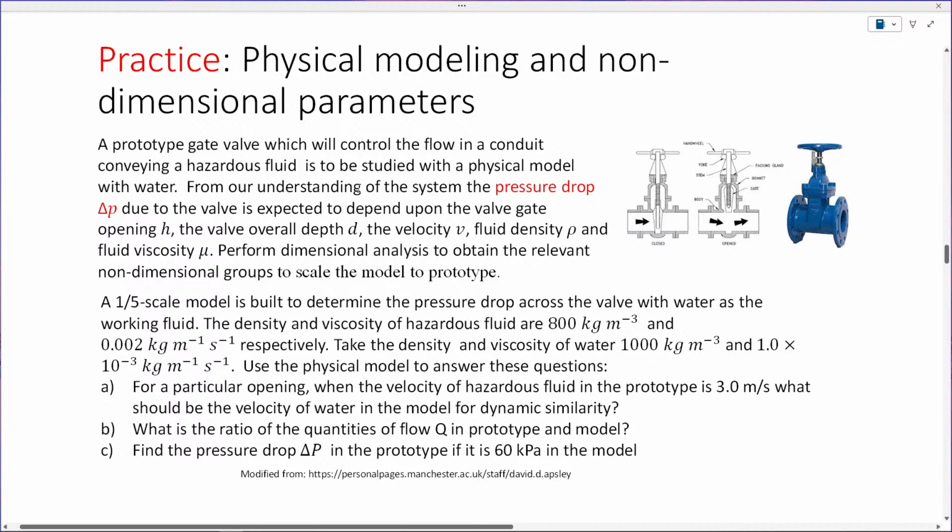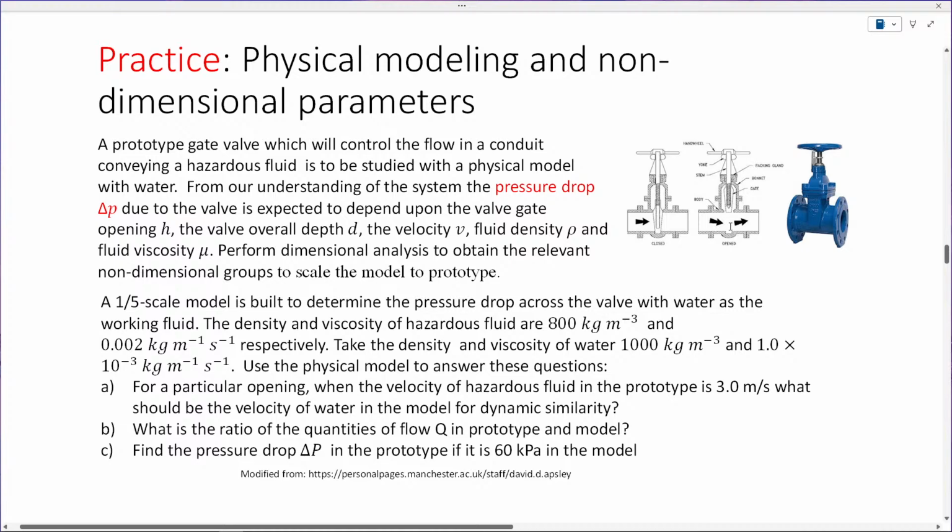From our understanding of the system, the pressure drop due to the valve is expected to depend upon the valve gate opening, like how open this gate is. I'm giving you the pertaining parameters because you might not know them for this system. Here the gate is fully open, and there is the valve overall depth, the distance from here to here. But the gate could be fully closed, fully open, or half open, or whatever.